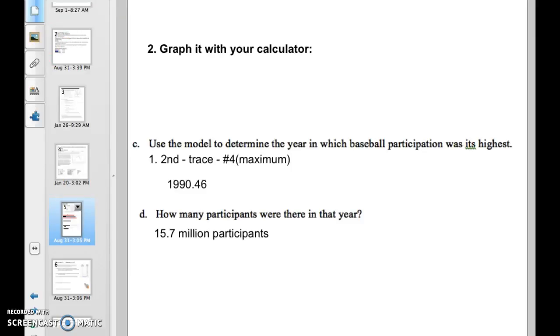Go ahead and try the remaining two examples.